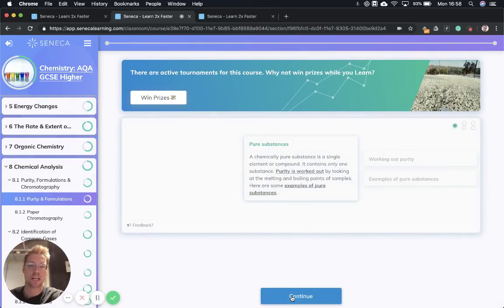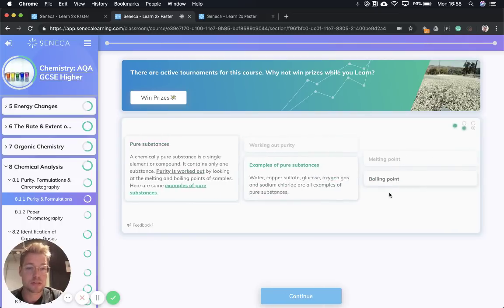How pure, how chaste, how delightful. What's a pure substance? Well, a chemically pure substance is a single element or compound, just one. It contains only one substance. Purity is worked out by looking at the melting and boiling points of samples. Some examples of pure substances are water, copper sulfate, glucose, oxygen gas, sodium chloride.